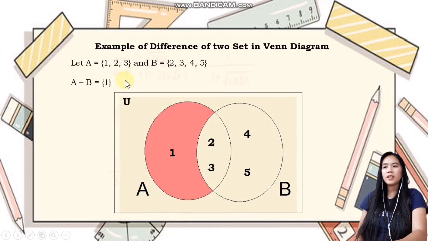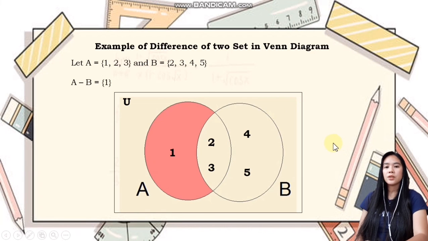So, here is the example of difference of two sets in Venn diagram. So, this is our given, and A minus B is equal to 1. Then, dito natin siya ilalagay. Naka-highlight yung kulay niya sa ating set A. Then, yung same elements nila sa gitna, and yung elements na natira sa set B.